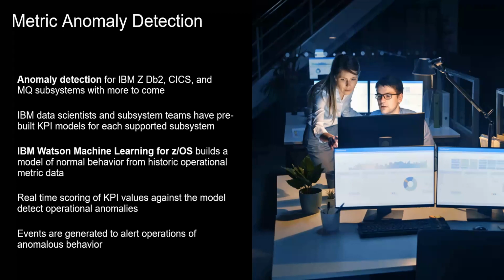So today, once we have the models, we'll look at real-time scoring of KPIs against the model, and we'll get an anomaly score, and I'll show what those look like here in just a few minutes, to really understand how we've deviated away from normal. And Stephen, I hope I answered your question. And then once we find an anomaly, we'll generate an event to alert operations of anomalous behavior.